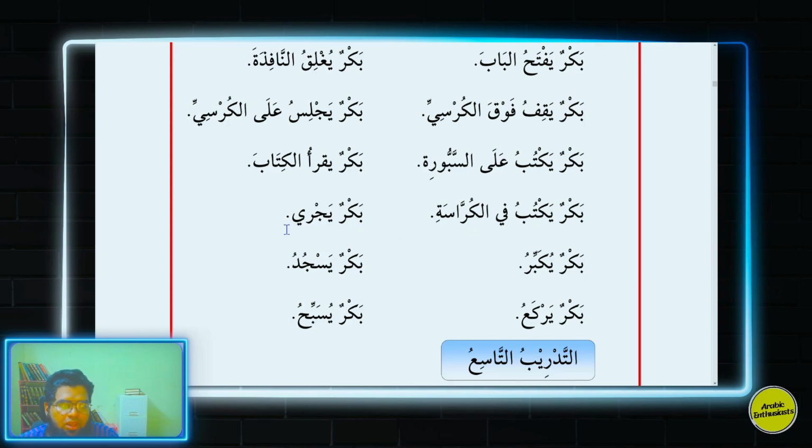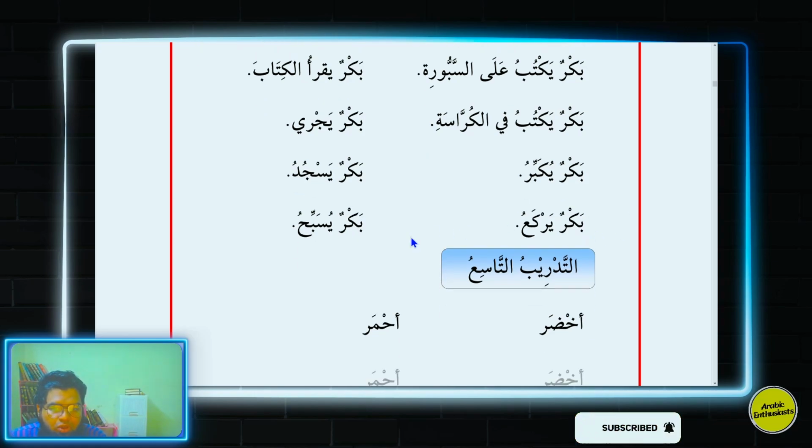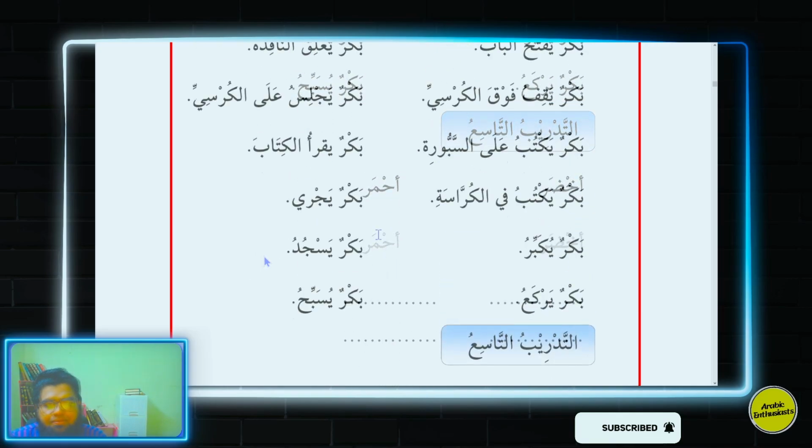Bakrun yajri. Bakr is running. Bakrun yukabbir. Bakr is saying Allahu Akbar. Or any takbir is called yukabbiru. Just saying Allahu Akbar is kabbara yukabbiru. Bakrun yasjudu. Bakr is doing sajda. Bakrun yarka'u. Bakr is doing ruku'. Bakrun yusabbihu. Bakr is doing tasbih.